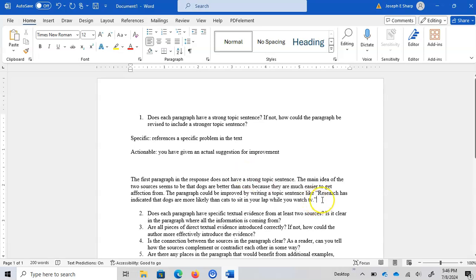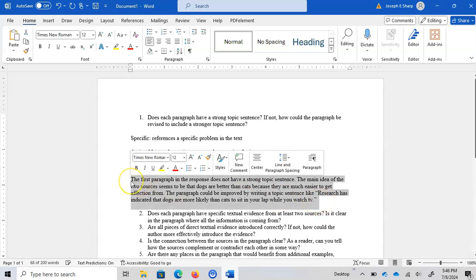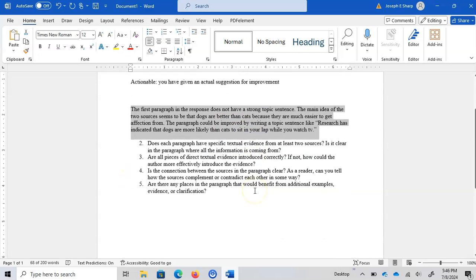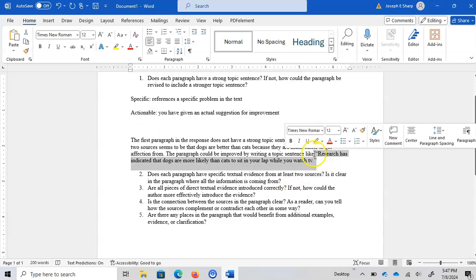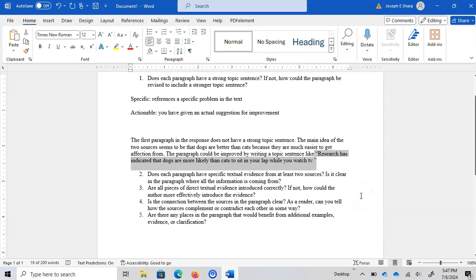So you can see all of this is probably about 60 words, 68 words. So I want you to have 150 words total. On some of these, you might only have one sentence. On some, it might be a little bit longer, but this is what I want your actual feedback to look like. Remember, specific, there's a specific problem in the text, and actionable, you give an actual suggestion for improvement. Here, we're suggesting what their topic sentence could look like.